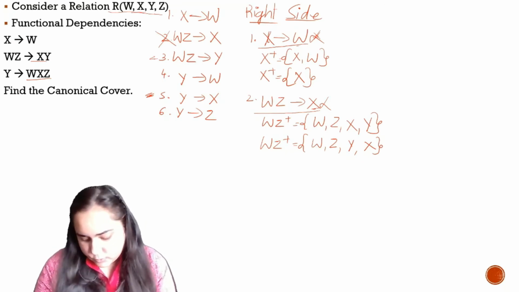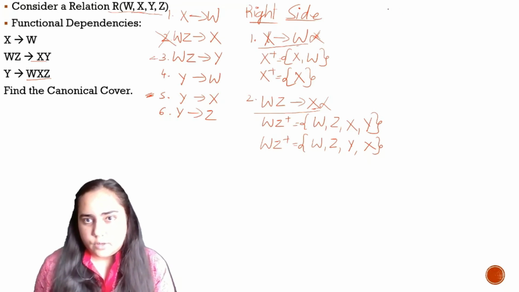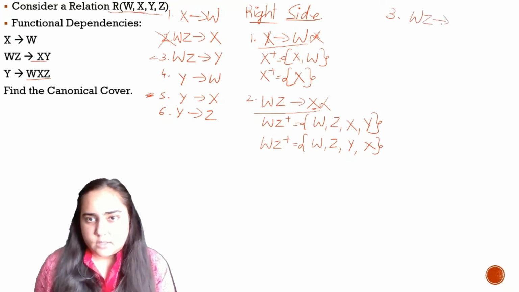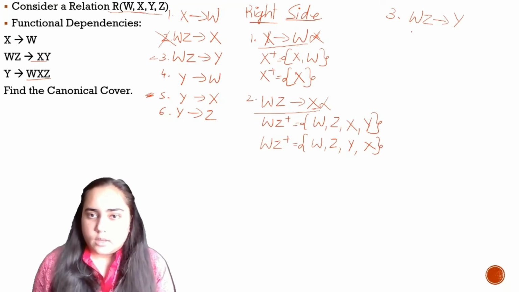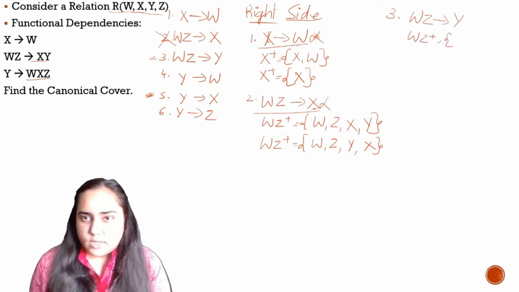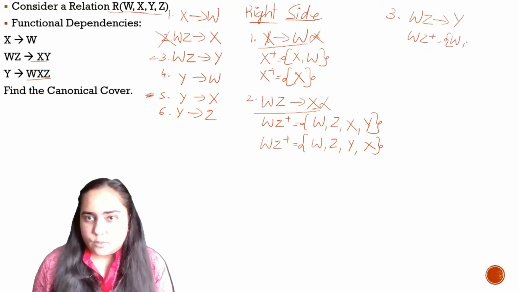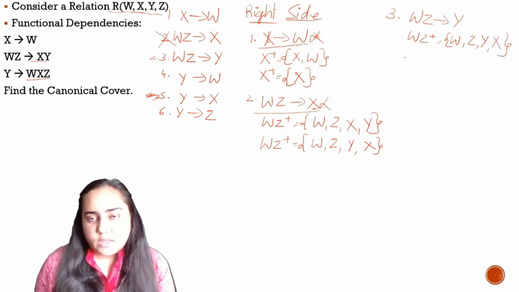Now we are going to talk about the third dependency. The third dependency is present right here, which is WZ determines Y. Remember, you don't have the second one now. And we are going to calculate WZ plus, which is equal to W and Z and Y. And once again, because of Y, using 5, we can add X. So that is all right.